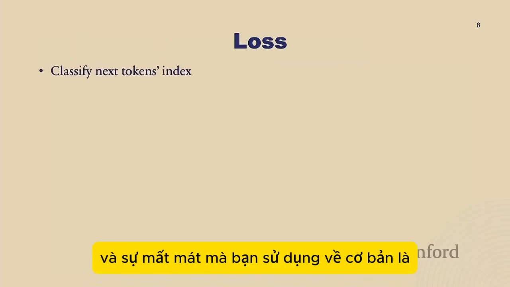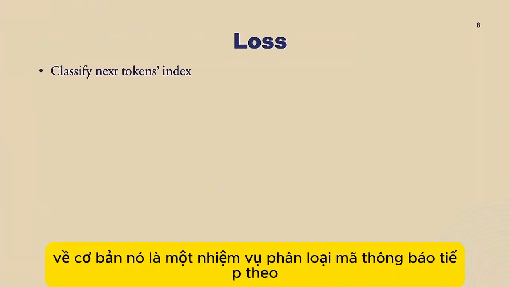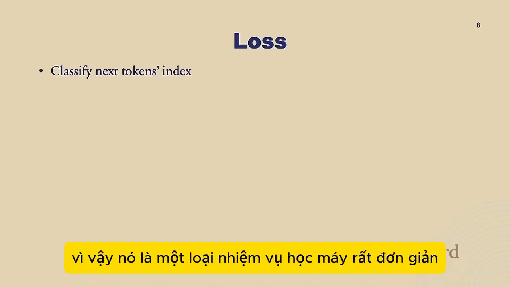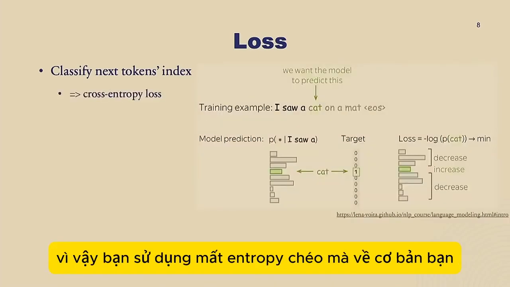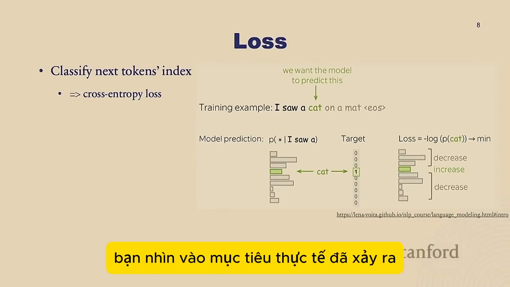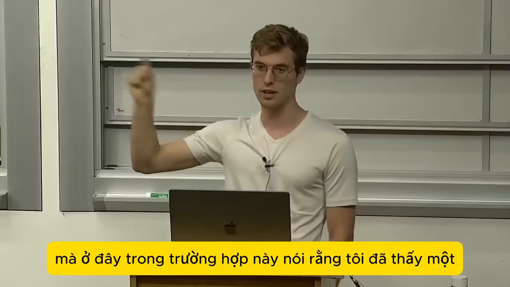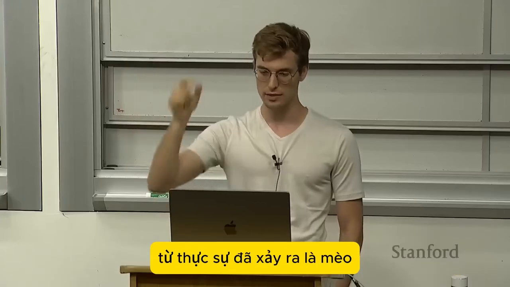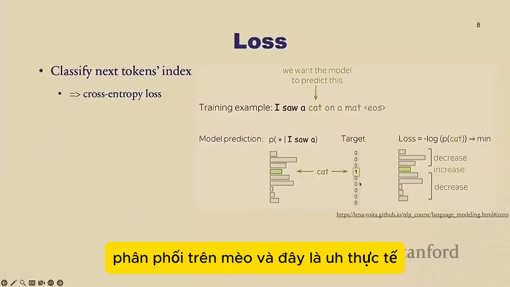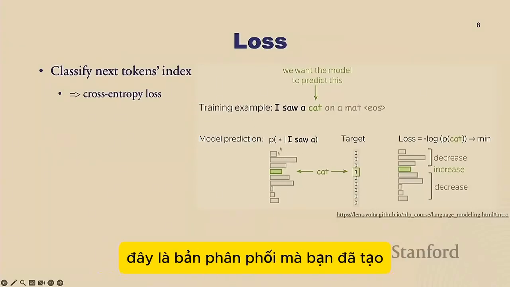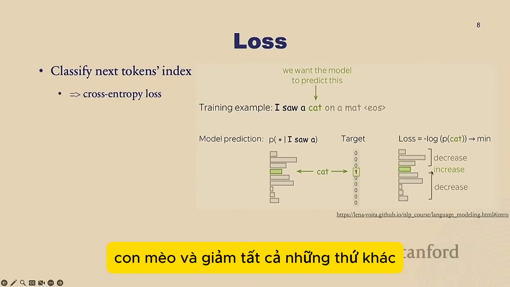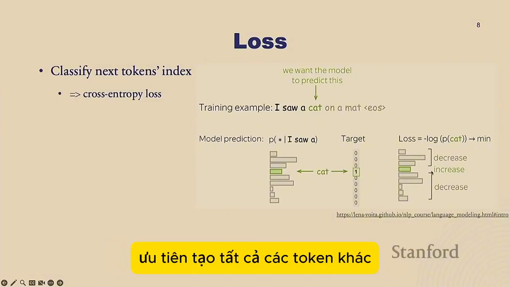And the loss that you use is essentially a task of classifying the next token. So it's a very simple kind of machine learning task. You use the cross entropy loss, where you look at the actual target that happened, which is a target distribution, a one-hot encoding, which here says the real word that happened is cat. So that's a one-hot distribution over cat, and here, do you see my mouse? This is the distribution that you generated, and basically you do cross entropy, which really just increases the probability of generating cat and decreases the probability of generating all the other tokens.